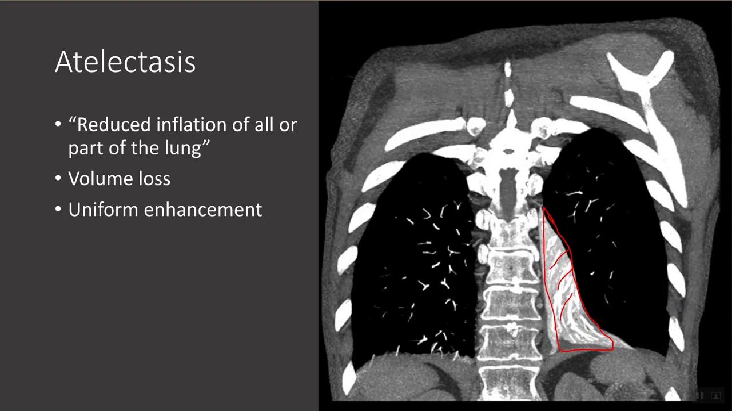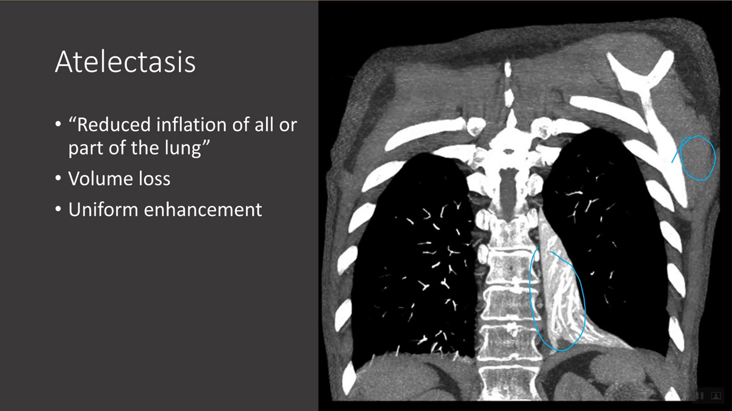In addition, when we look at the lung parenchyma in this area, we can see that it is hyper-enhancing. And the way you know it's hyper-enhancing is you compare it to muscle. So if we look at the lung in here, and then compare it to the muscle out here, we can see that the lung is much brighter than muscle.